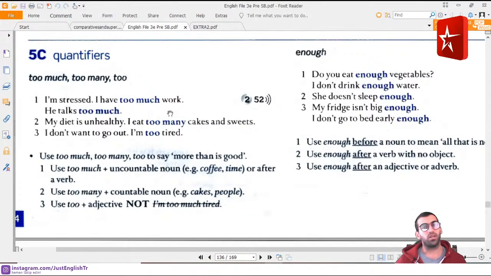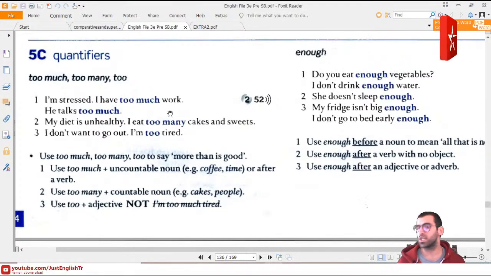Too many, we use with countable nouns. As you see, my diet is unhealthy. I eat too many cakes and sweets. Or, I have too many things to do today. Or, I have many notes. We can say, I have too many notes. Okay, too many means more than enough. Too much with uncountable, too many with countable.